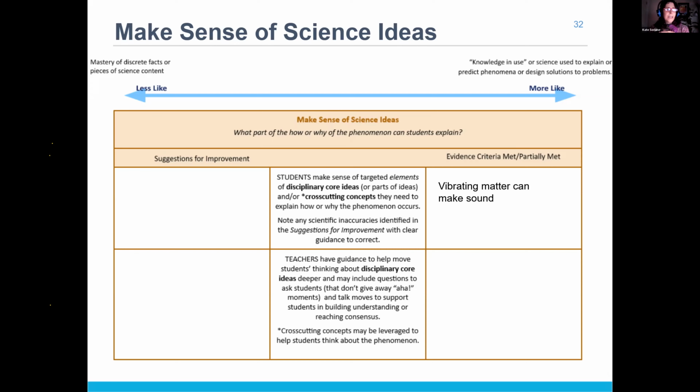Mimi is noted here too. They might also say that the rubber bands have to be moving to make sound. So the teacher is guided to ask the students about that. Were they making a sound when they weren't moving? That's interesting.